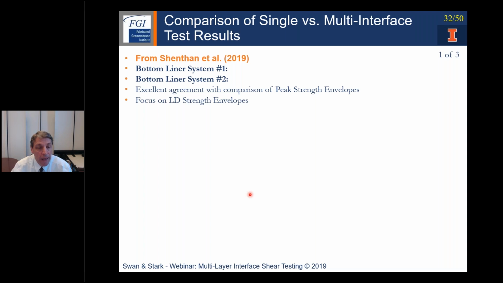Okay, now let's shift to 2 bottom liner systems, and this is also in Dr. Shenton's paper. There's bottom liner system 1 and 2. I'm going to focus in on the large displacement strength envelopes because there was really excellent agreement between the comparison of peak strength envelopes from both single and multi-interface test results, using the combination peak strength envelope from the single interface test and then the peak strength envelope from multi-interface. They lined up in excellent agreement. So these next slides focus on large displacement.